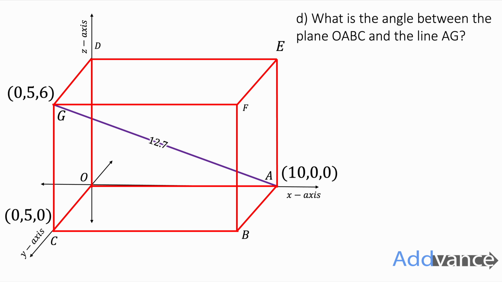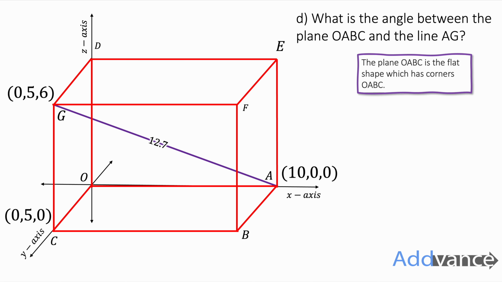Now part D, it says, what is the angle between the plane OABC and the line AG? Okay, so let's first start by thinking about what the plane OABC is. OABC is this shaded plane here that looks like that. It's just a flat surface, normally a rectangle. That's what the word plane means. It means flat. Now we're interested in the line AG.